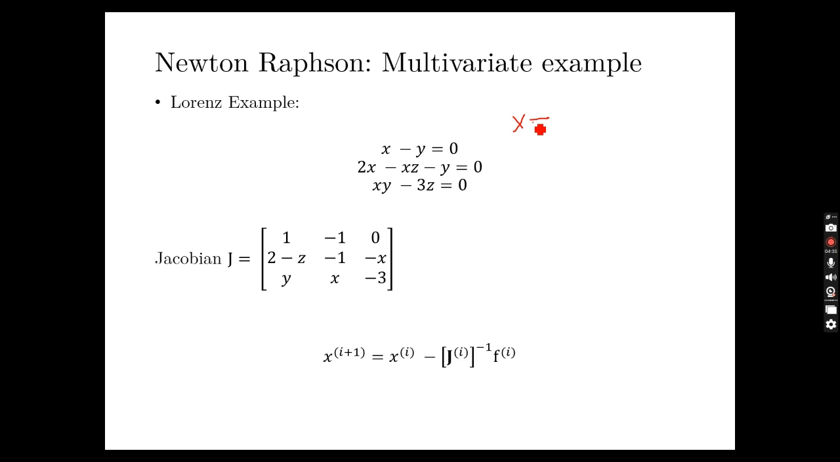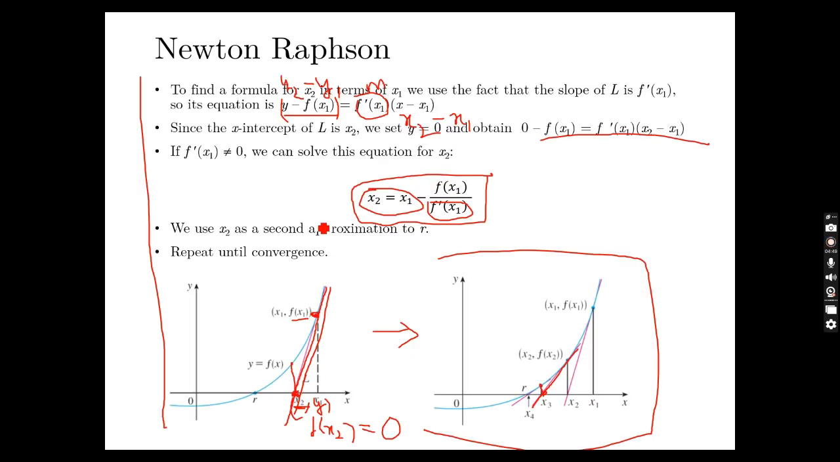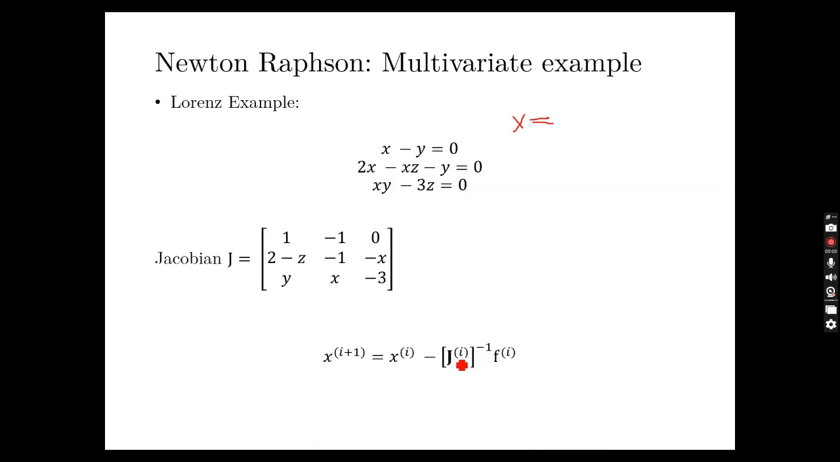One is root 3, root 3 and 1. The other one is minus root 3, minus root 3 and 1. And the third one is the origin, which is 0 0 0. So 0 0 0 satisfies all the 3 equations, right? So as I told you earlier, in the multivariable case, this f prime x is replaced with the Jacobian of the system, right?